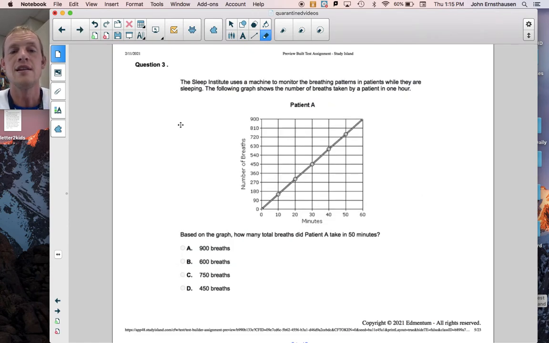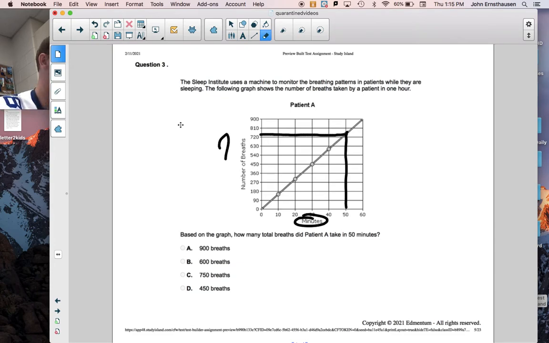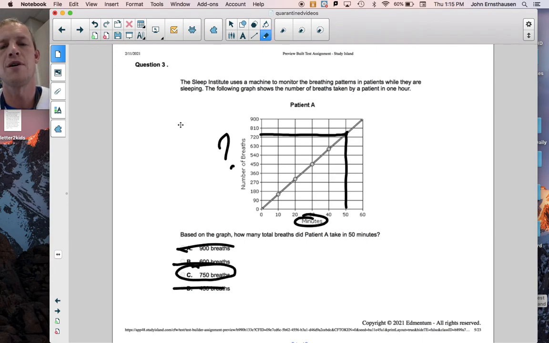All right, finally, the Sleep Institute uses a machine to monitor the breathing patterns in patients while they are sleeping. The following graph shows the number of breaths taken by a patient in 1 hour. Based on the graph, how many total breaths did patient A take in 50 minutes? So here's my minutes. I find 50. I take it up. I'm going to go over with it, and I'm going to see what it lines up with as far as my number of breaths. Is it 900? Nope. Is it 600? Nope. 750? Looking good. 450? Nope.